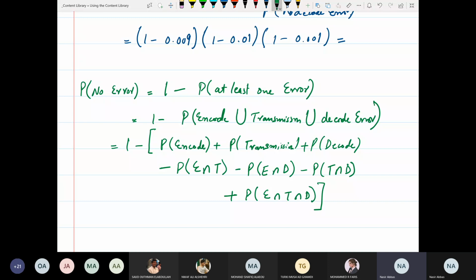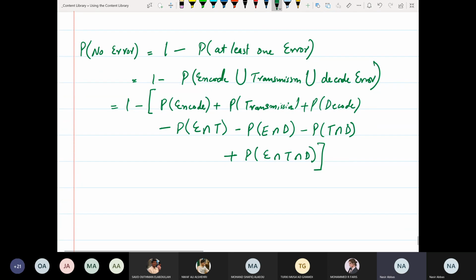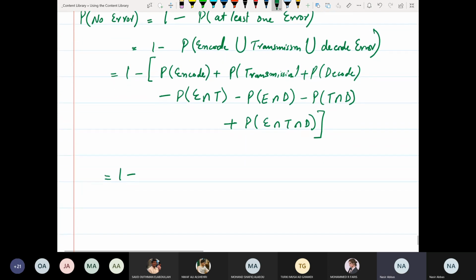That's how you open the union of three events. Probability of A union B union C is equal to probability of A plus probability of B plus probability of C minus the two-way intersections plus the three-way intersection. And this will be what? This will be 1. As I said, this is the longer way. This is the tough way.